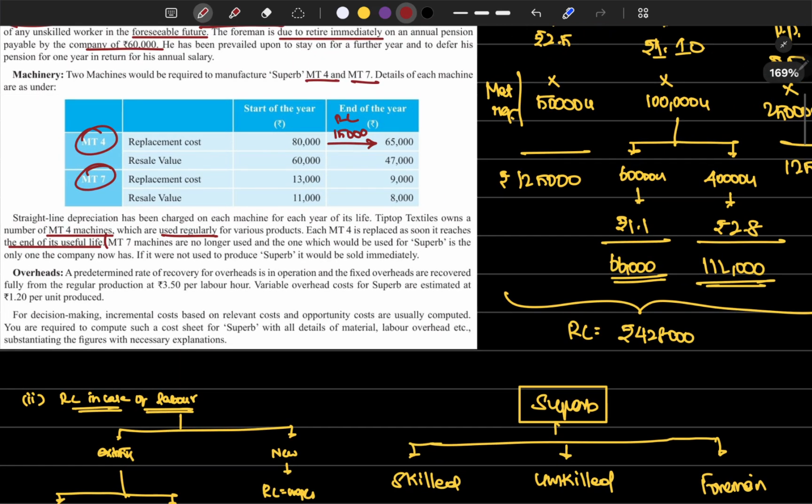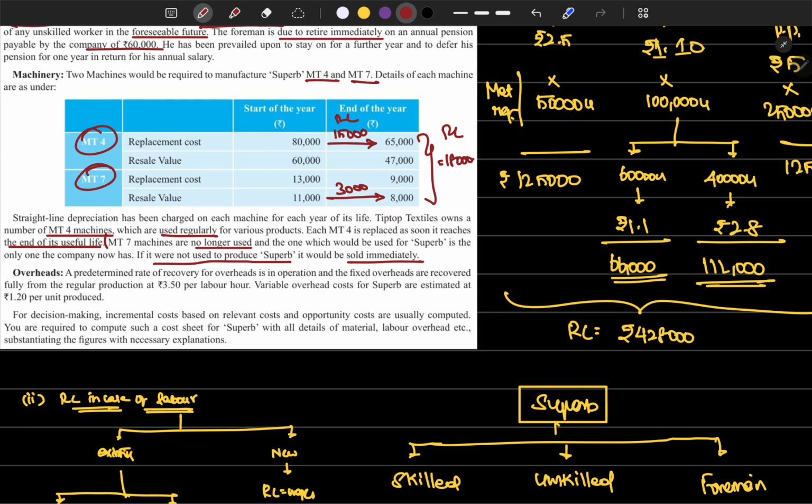What about MT7? These machines are no longer used, and the one which would be used for Superb is the only one the company now has. They have the machine but are not using it. If it is not used to produce, they will be selling it immediately. So what's the relevant cost for us? The realizable value, which is 3,000. So the relevant cost in case of machines is 18,000.